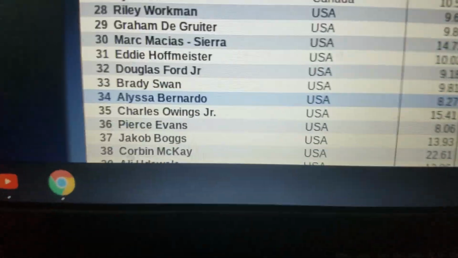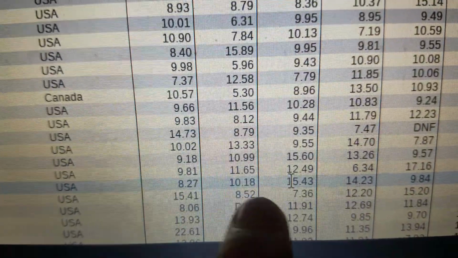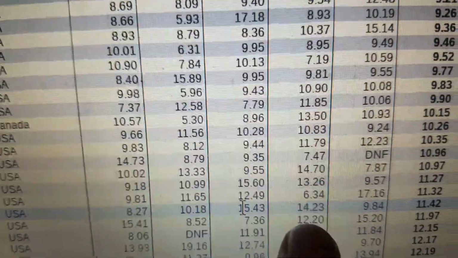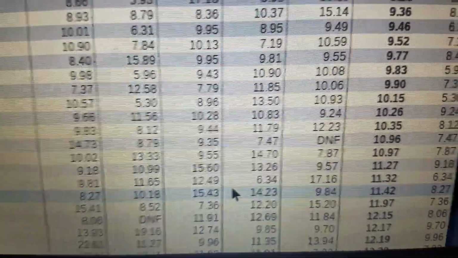Alright, so for Skewb, I got 31st place. I got an 11.42 average, and my times were 8.27, 10.18, 15.43, 14.23, and 9.84. So yeah, not my PB average, but I got a nice single, which is 8.27.